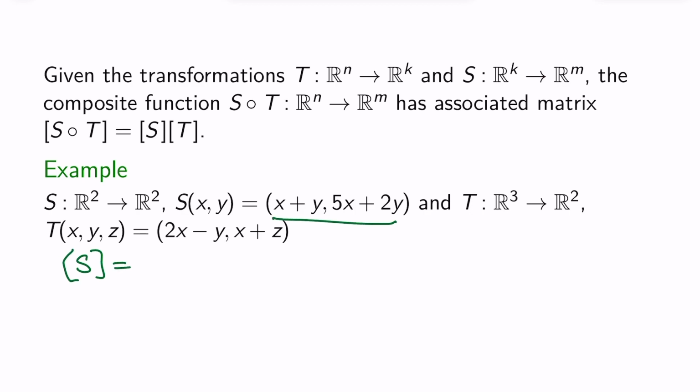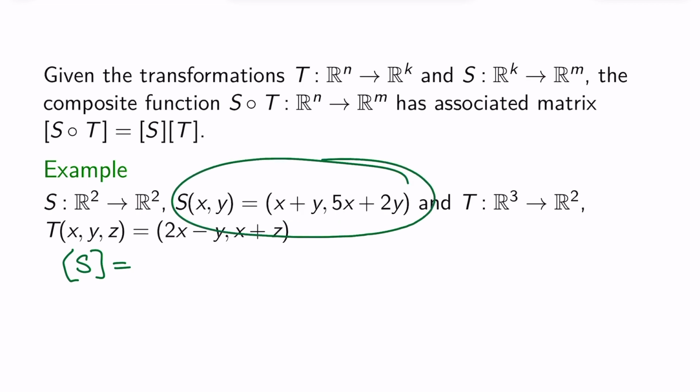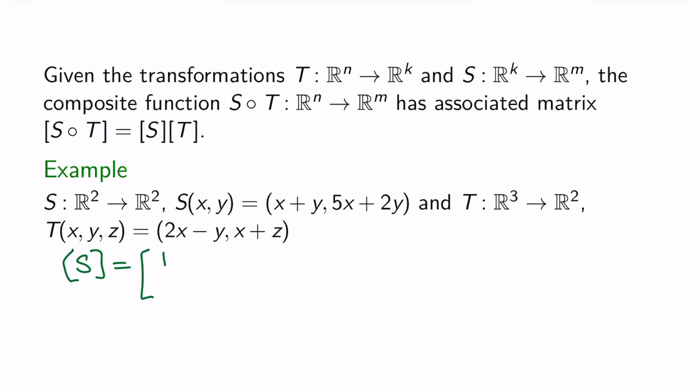So we look at the transformation here. Remember that to calculate the matrix associated to this transformation, that is just to put as columns the images of the standard unit vectors. So we transform here 1, 0, and so then we obtain here 1, 5. If you observe, it's just the coefficients of x in here. And then for the second column, we transform 0, 1, so that will be just the coefficients of y, so that will be 1, 2. Okay, so that's the matrix S.